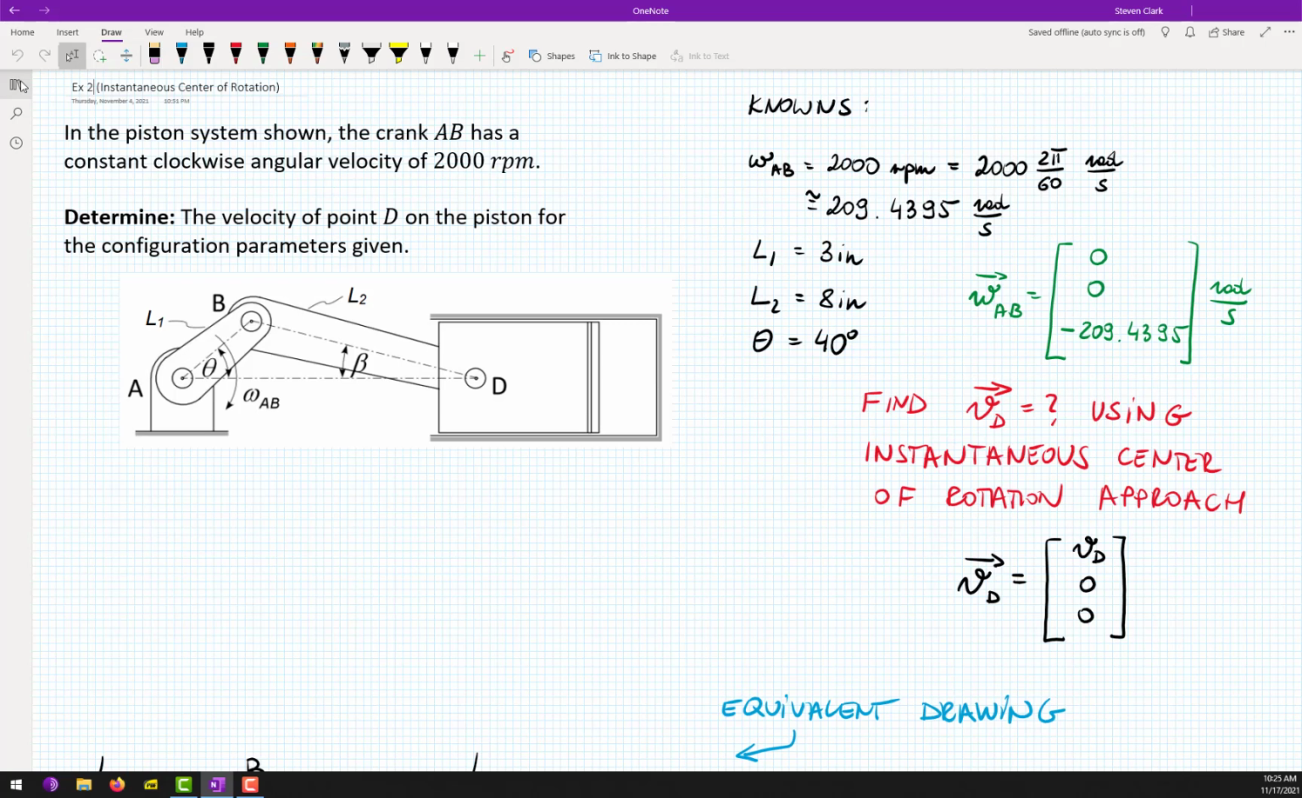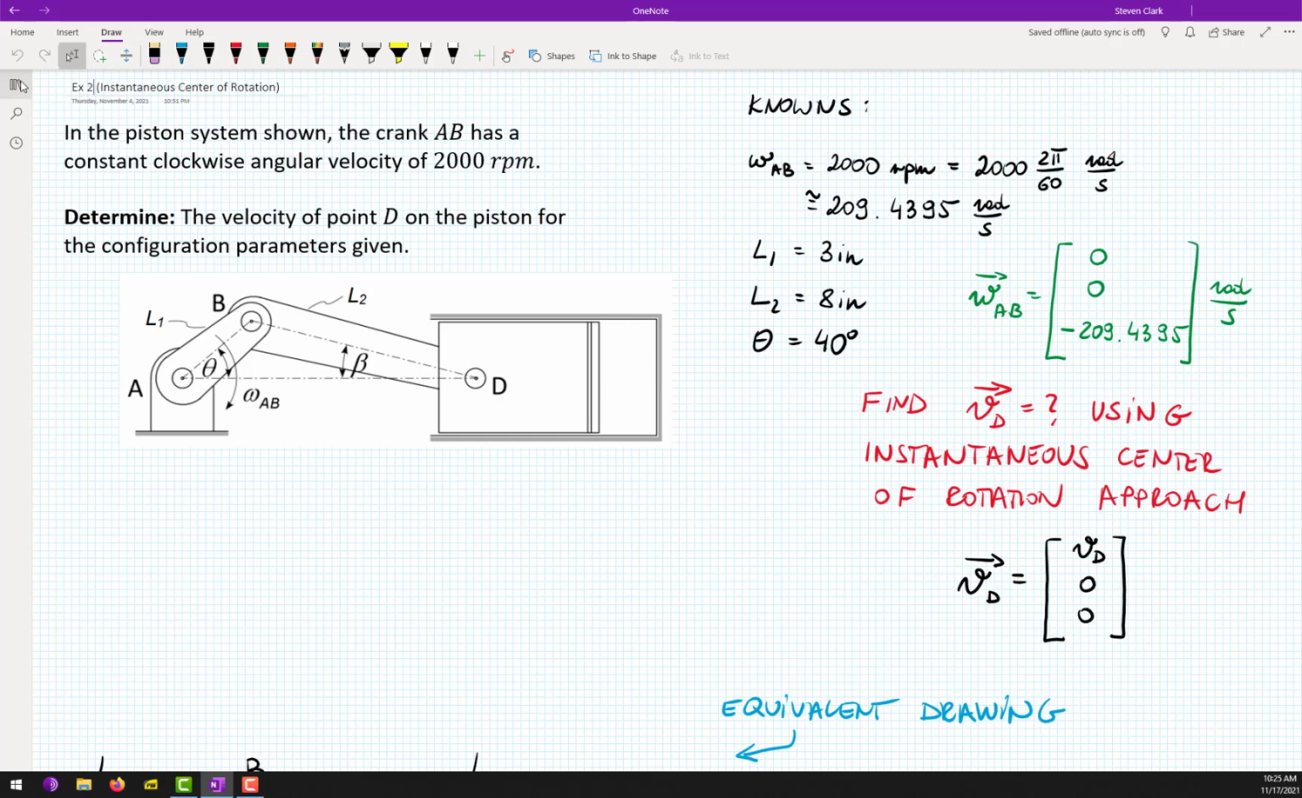Example number 2. Please familiarize yourself with the problem statement before we start our solution. Do we have to familiarize ourselves with that problem statement? That was the problem from Friday. On Friday, we used velocity analysis to solve that problem. Today, we will use the instantaneous center of rotation.